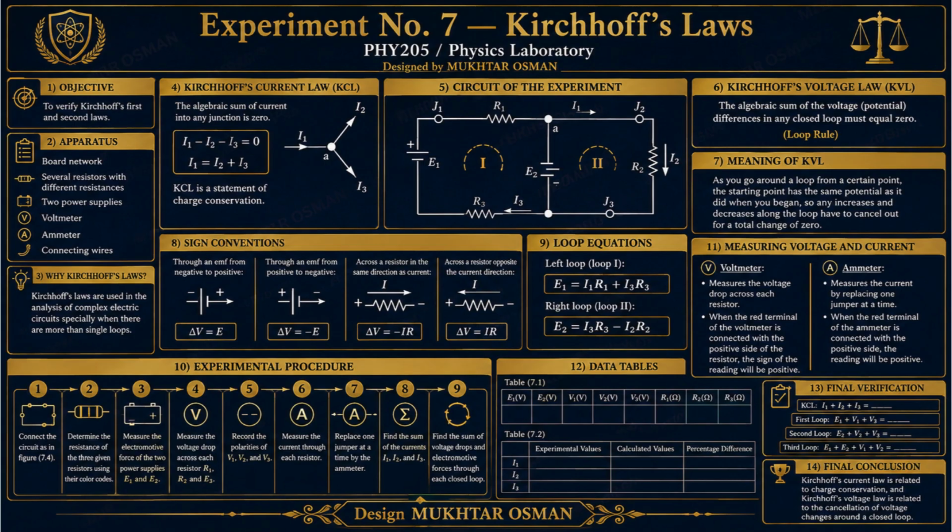13. Final verification. KCL: I1 plus I2 plus I3 equals 0. First loop: E1 plus V1 plus V3 equals 0. Second loop: E2 plus V2 plus V3 equals 0. Third loop: E1 plus E2 plus V1 plus V2 equals 0.